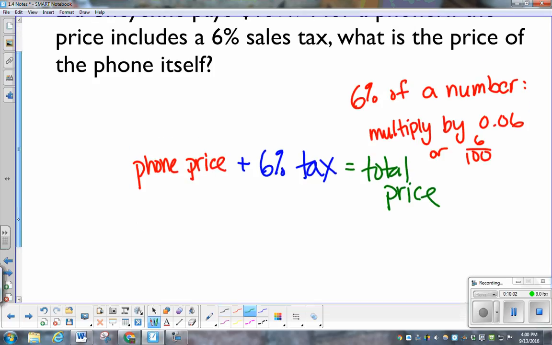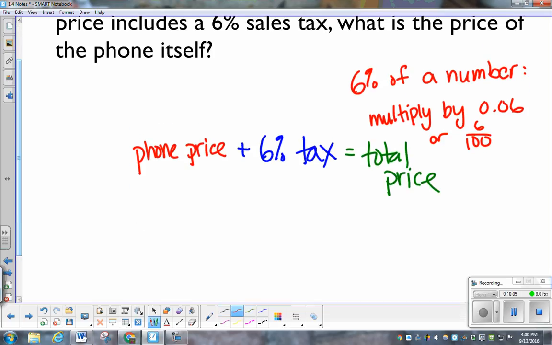Let's start plugging in things we know. We don't know the phone price. That's our question here. Okay, so maybe instead of a question mark, we could refer to it as P. Plus the 6% tax. Well, that means 6% of P, so that would be 0.06P, because P is still the price of the phone. So the price of the phone plus 0.06 times the price of the phone should give us that total price, which they already told us was, what was it, $157.94?